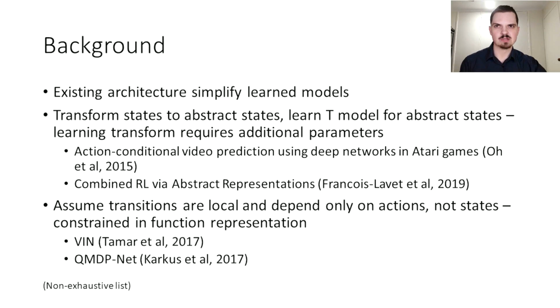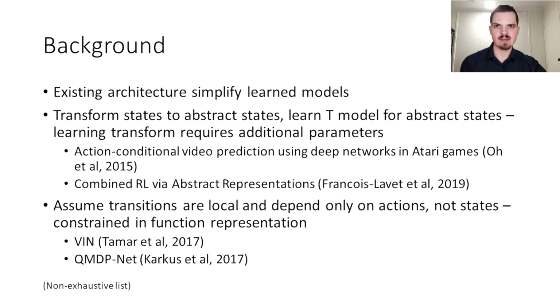One commonly used approach is to transform states to abstract states, and learn the transition models with respect to these abstract states rather than the original states. Learning an effective transformation may require a deep network, driving up the total number of parameters required. Other architectures learn a state transition function with respect to the entire state space, but reduce the number of parameters to be learned by exploiting the fact that state transitions are generally local, and by assuming that they depend on actions rather than state-action pairs.